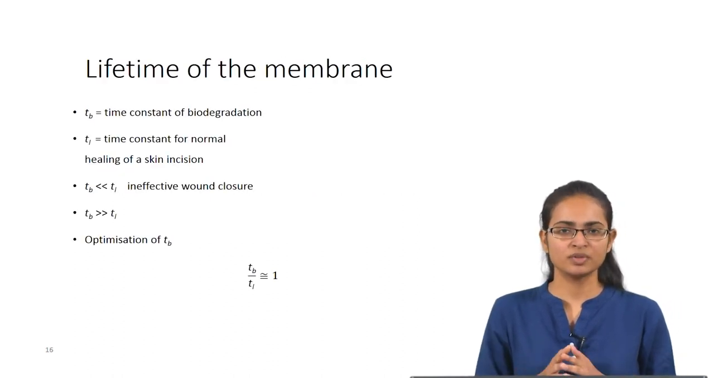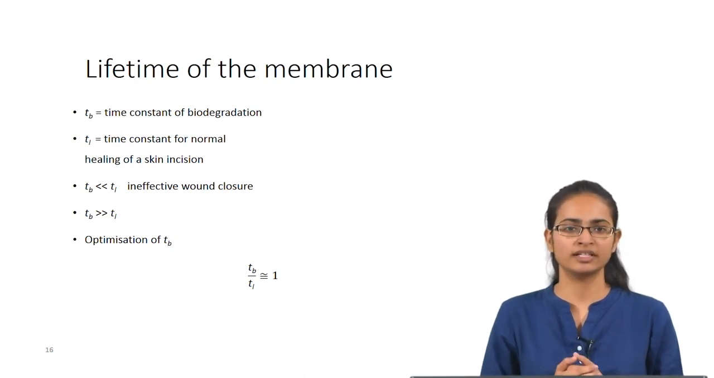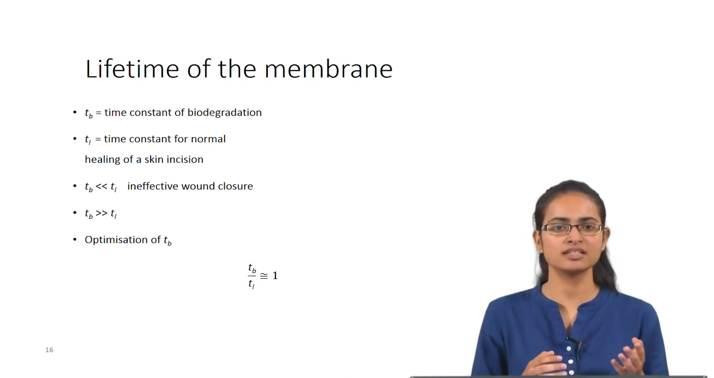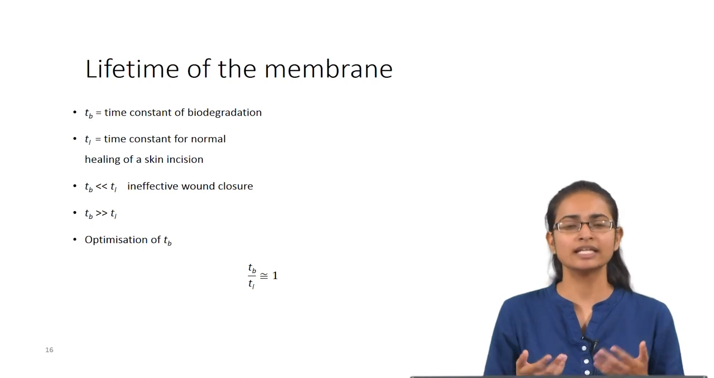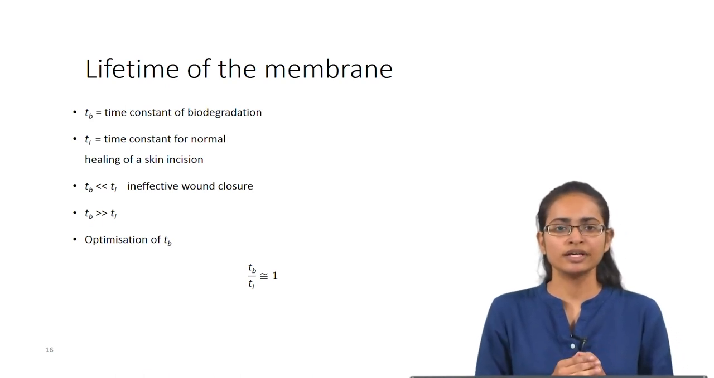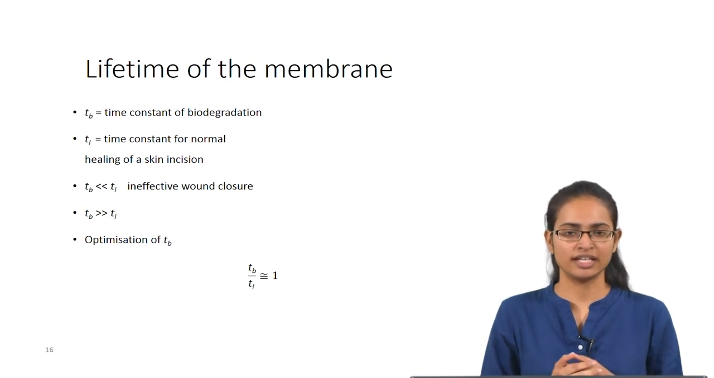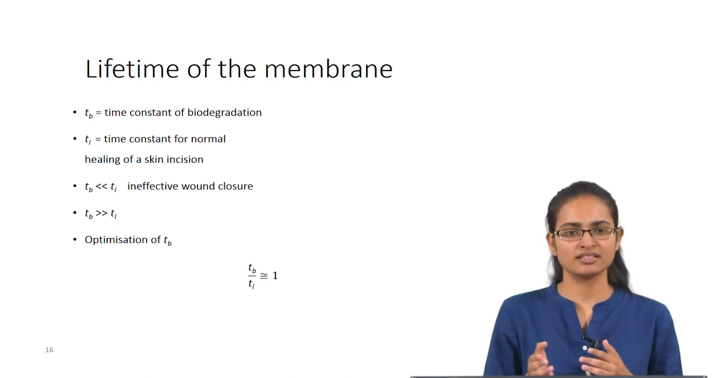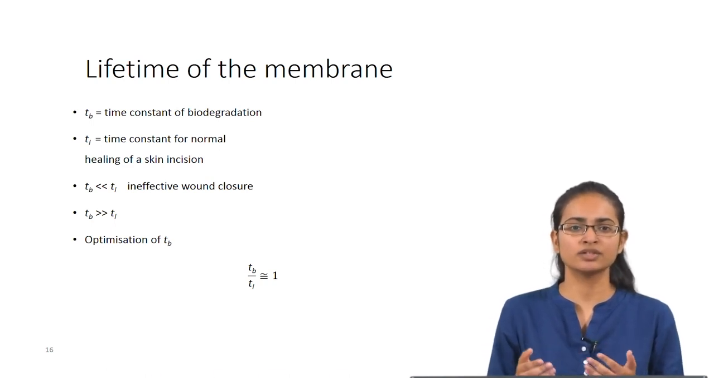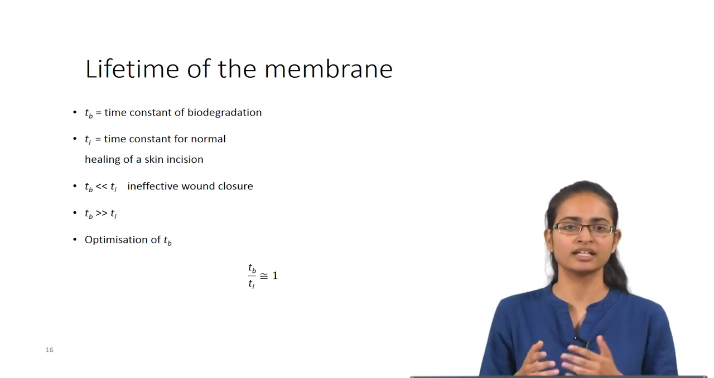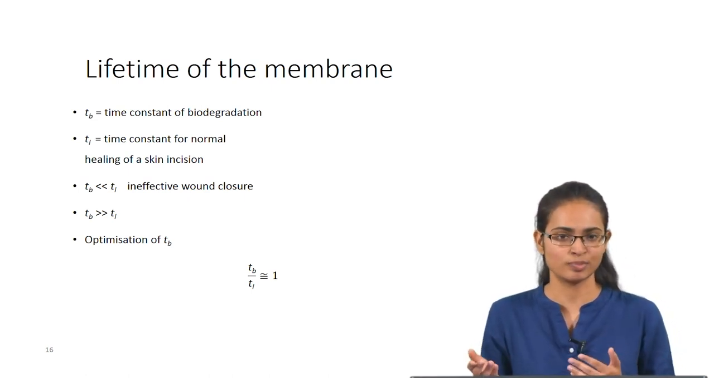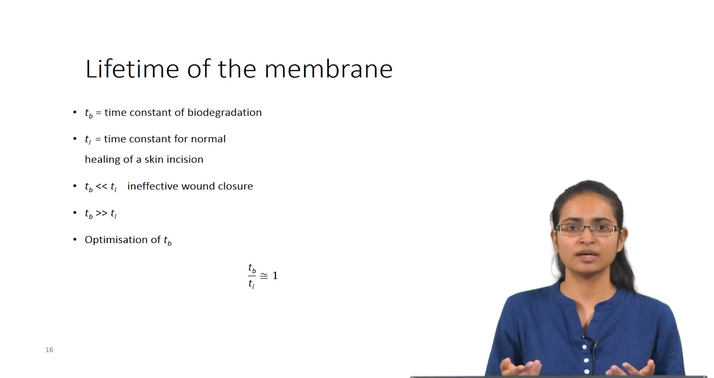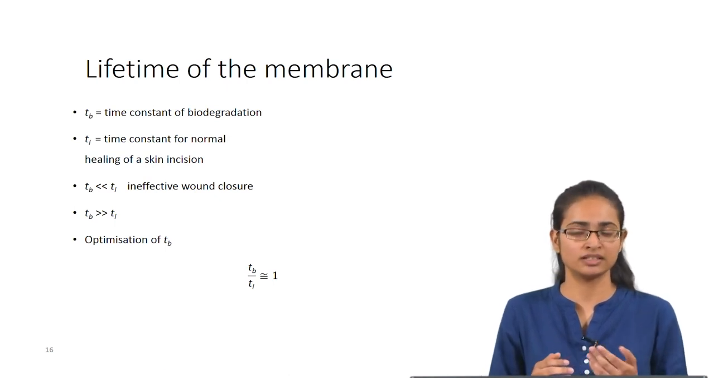So, the lifetime of the membrane is a very important aspect. Here TB is the time constant of biodegradation and TL is the time constant for normal healing of the skin incision. So, the TB, that is the biodegradation rate, has to be optimized. Because if the TB is much lesser than TL, then there is ineffective wound closure. That is, the membrane is getting degraded before the healing process takes place. Also, if it is much higher than TL, then it has been observed that there is fibroid tissue formation under the graft.